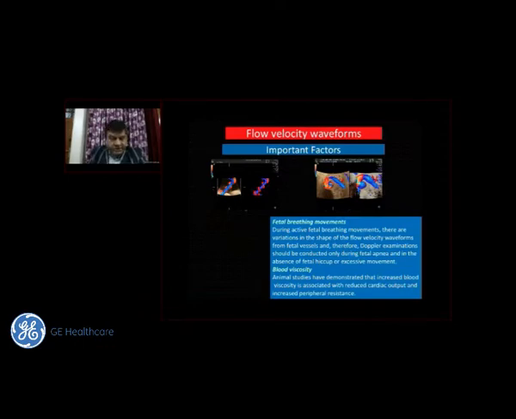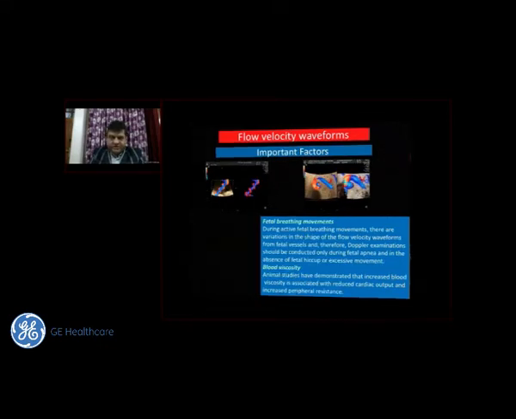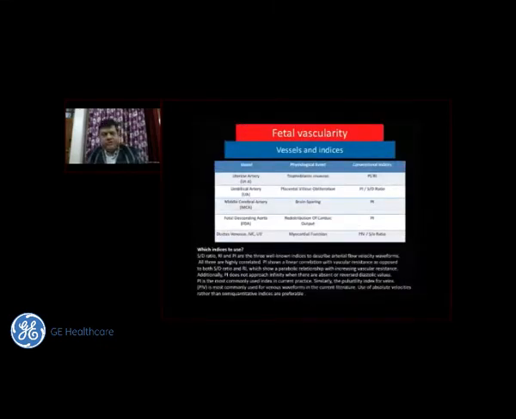Now, fetal breathing also. During active fetal breathing, there are variations in the shape of the flow velocity waveforms from fetal vessels, and therefore Doppler examination should be conducted only during fetal apnea, which means when the baby is not breathing or there are no fetal hiccups. If the fetus is moving too much, please wait, let the fetus settle down, and then go ahead and do your interrogation with spectral Dopplers. Also, blood viscosity needs to be remembered, as that could lead to increased peripheral resistance if there is one. Now, often this is one question which is asked: which indices to use?